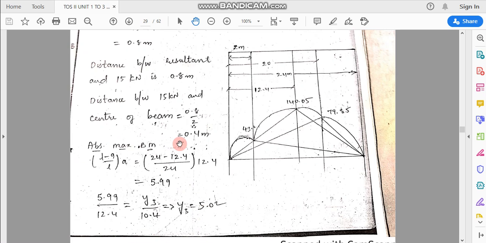The problem is there in the notes. We have solved this problem many times in our class also. Just go through that and you will understand the concept very easily. Maximum values should be placed here, maximum values.